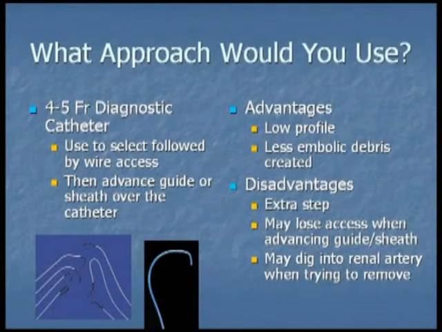Occasionally you can remove the diagnostic catheter and have the guiding catheter or sheath advanced over top of the guide wire itself. Advantages to this 4 to 5 French technique include being low profile, as well as the potential for less embolic debris that can be created. Disadvantages include that it's an extra step, and you may lose access when advancing the guiding catheter or sheath over top. Another disadvantage is the possibility that the catheter may dig into the renal artery as you're removing it.